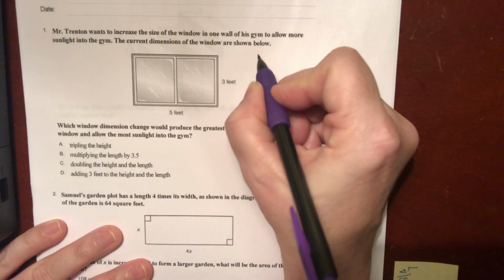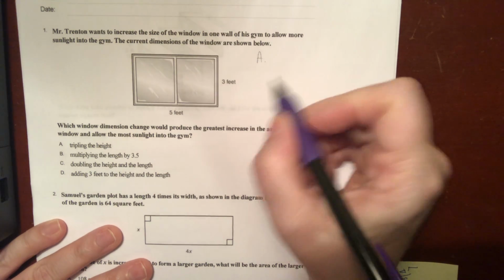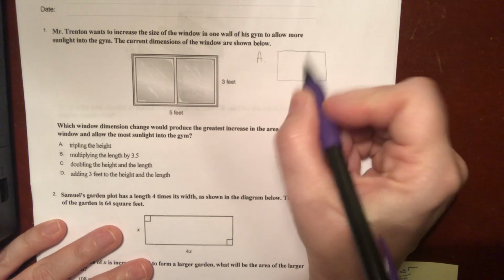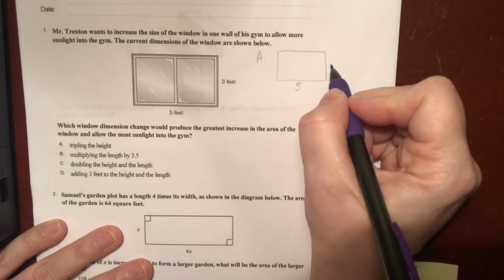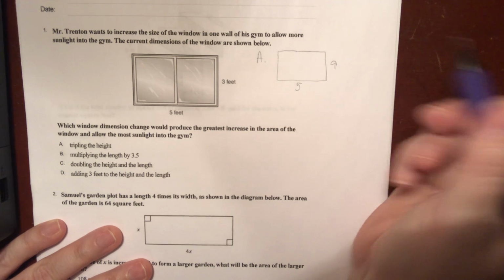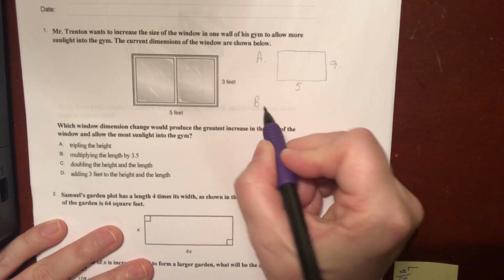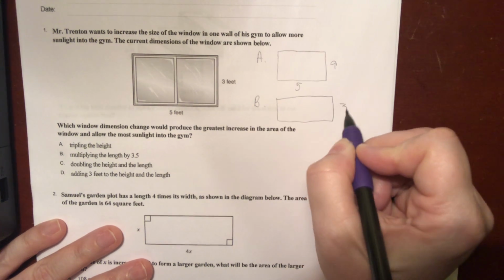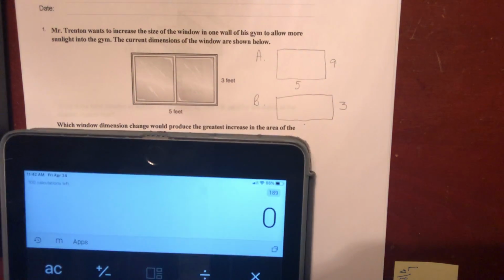So for A, it says tripling the height. These pictures are not drawn to scale, it's just to keep track of the dimensions. So triple 3 is 9. Multiplying the length by 3.5. So this is still going to be 3, and we're going to multiply 5 times 3.5.